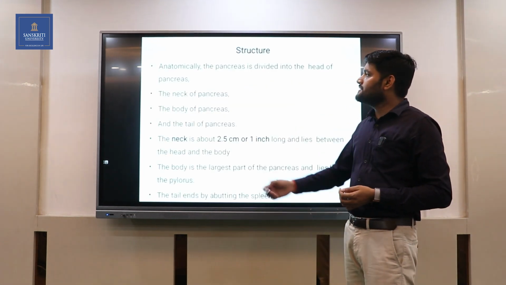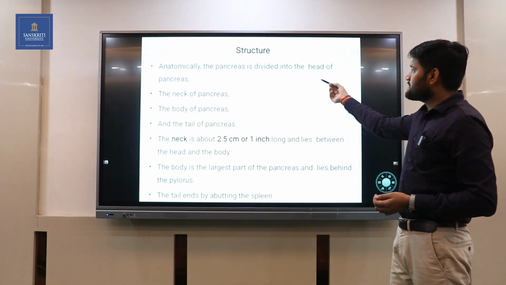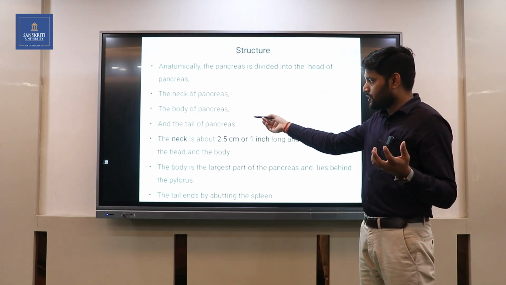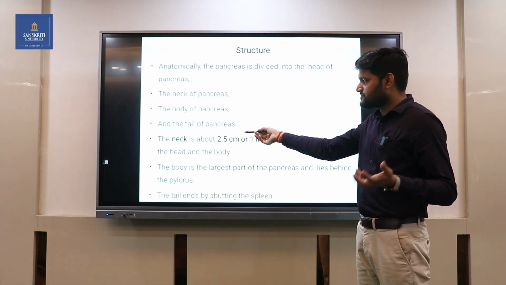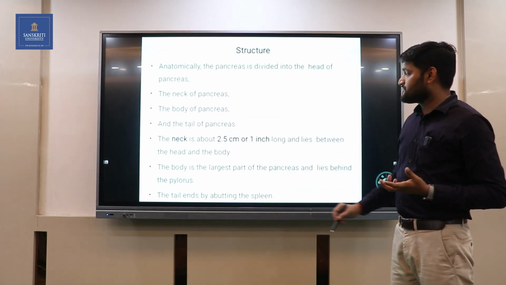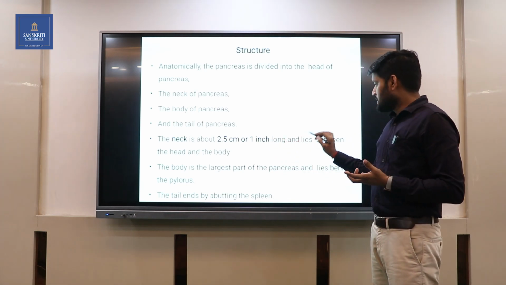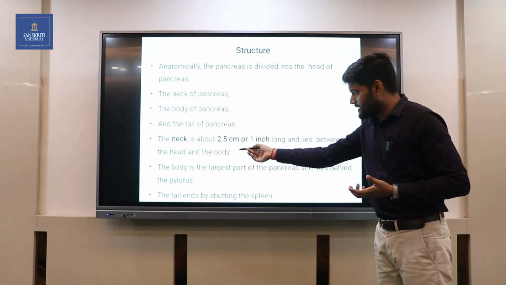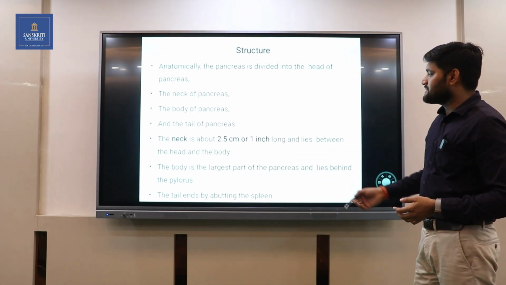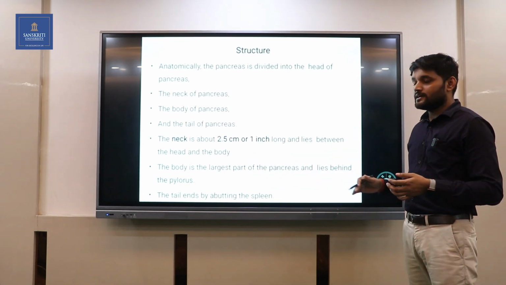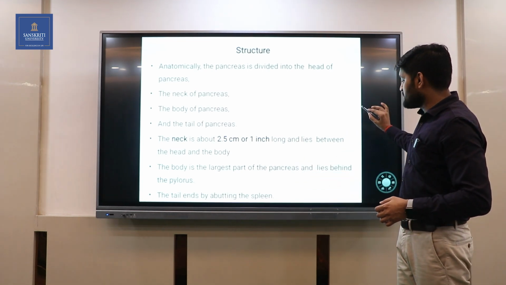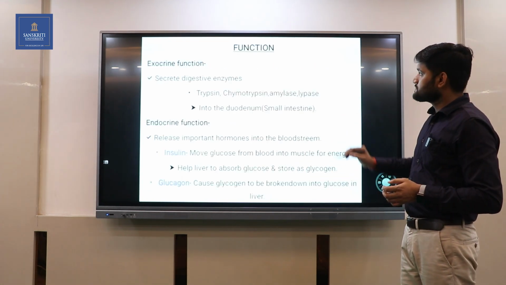Structure of the pancreas. Anatomically, the pancreas is divided into the head, neck, body and tail, as we have already shown in the picture. The neck is about 2.5 centimeters or 1 inch long and lies between the head and the body. The body is the largest part of the pancreas and lies behind the pylorus. The tail ends abutting the spleen.